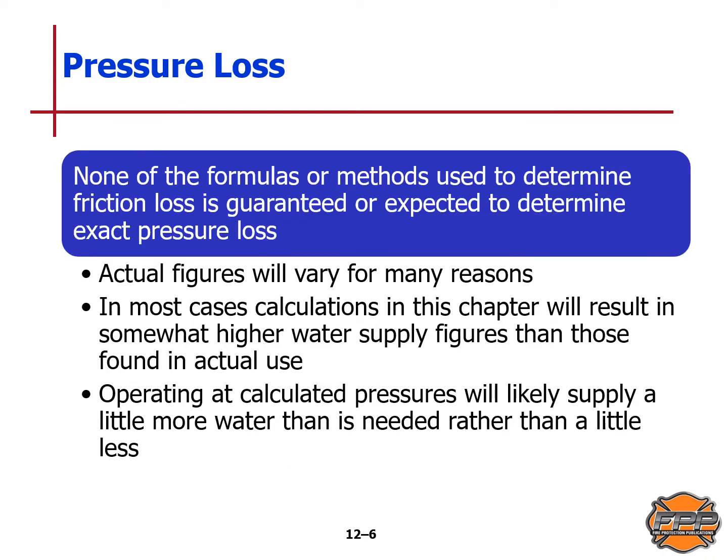None of the formulas or methods used to determine friction loss is guaranteed or expected to determine exact pressure loss. Actual figures will vary for many reasons. In most cases, calculations in this chapter will result in somewhat higher water supply figures than those found in actual use. Operating at calculated pressures will likely supply a little more water than is needed rather than a little less.